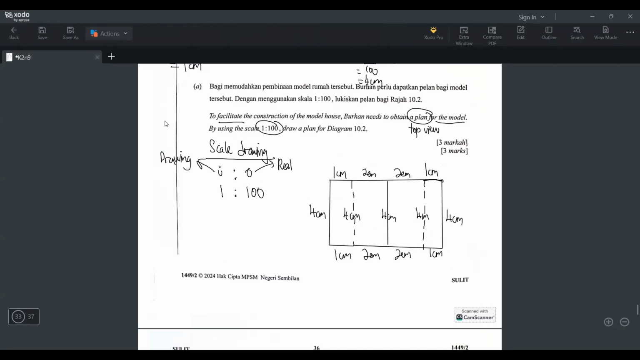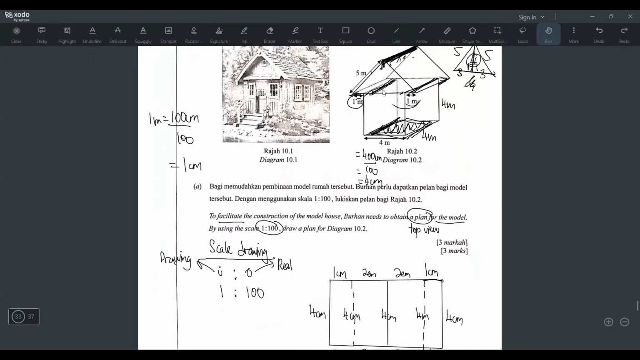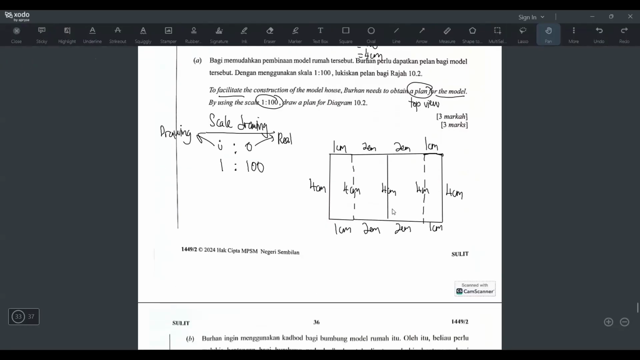Okay, let me just double check and see whether I did it correctly or not. So these two lines, 4 cm, 4 cm, correct, and it's inside here, and then the middle line is the roof, and the outside line is the triangle, and the two lines are the cube. So I think I did everything correctly. Okay, so this is how the top view looks like. This is how you get full marks. All right, hope you understand.